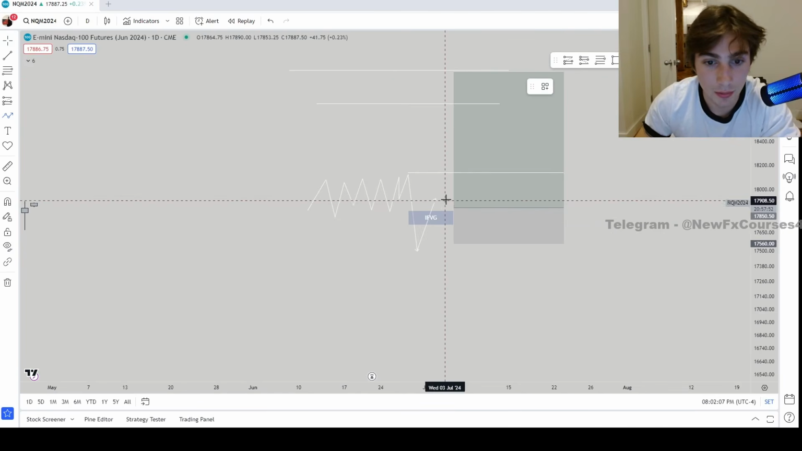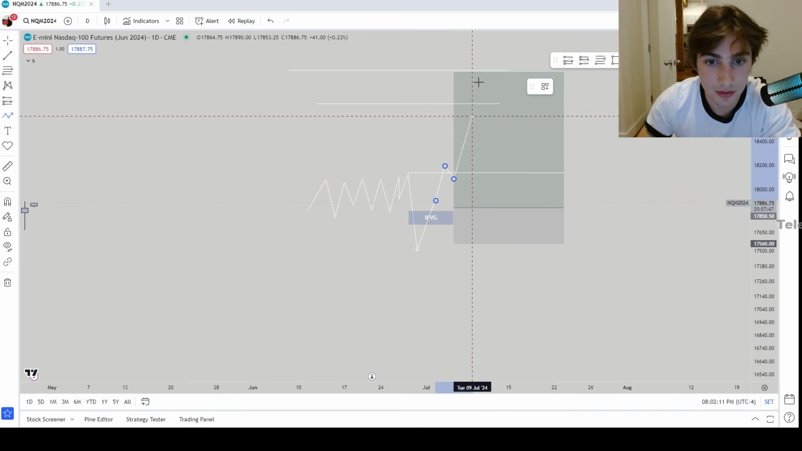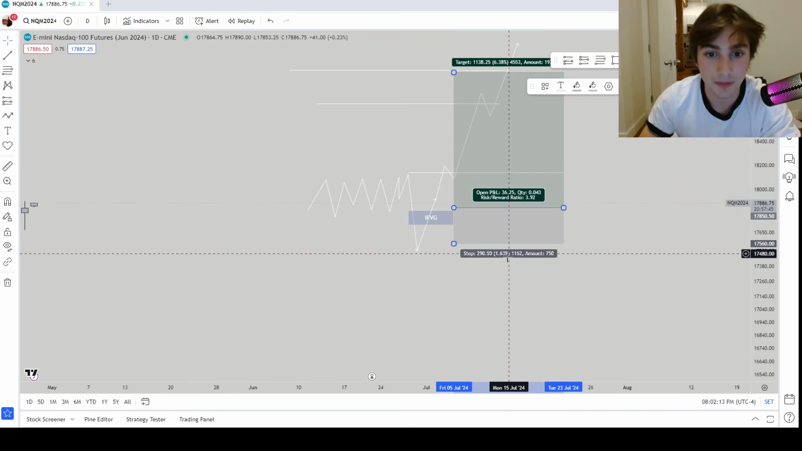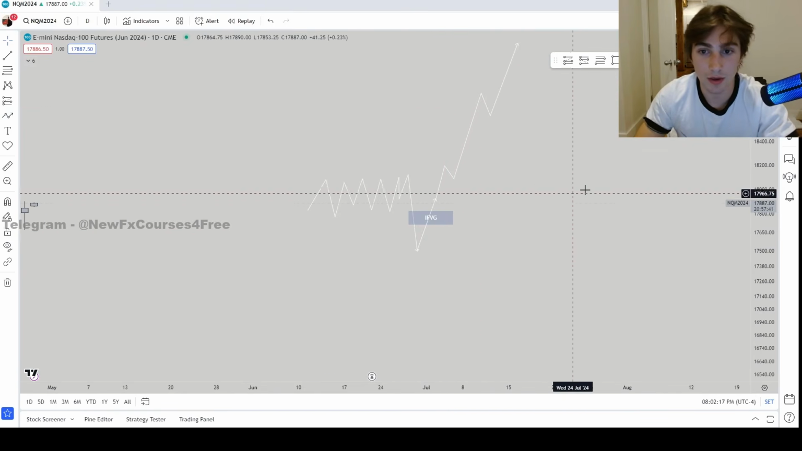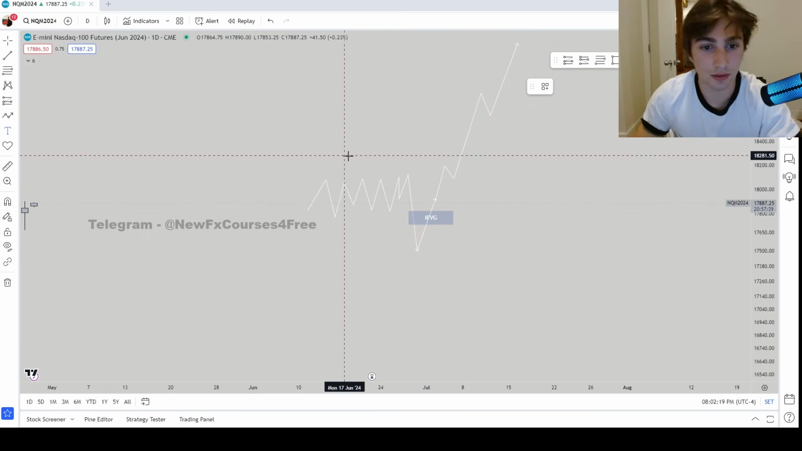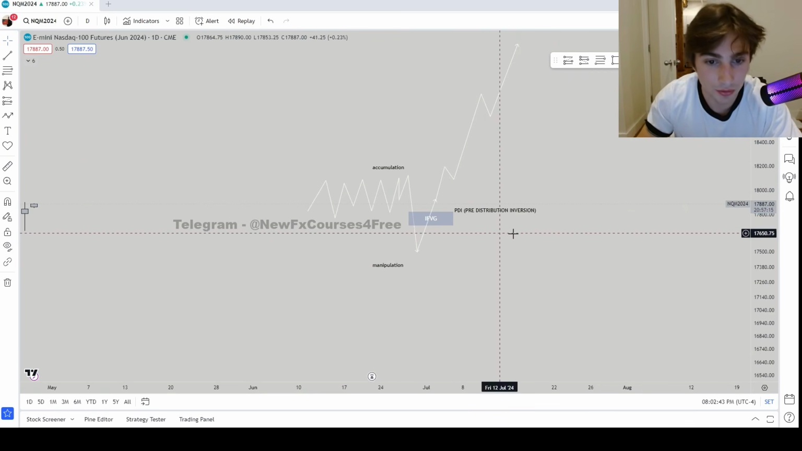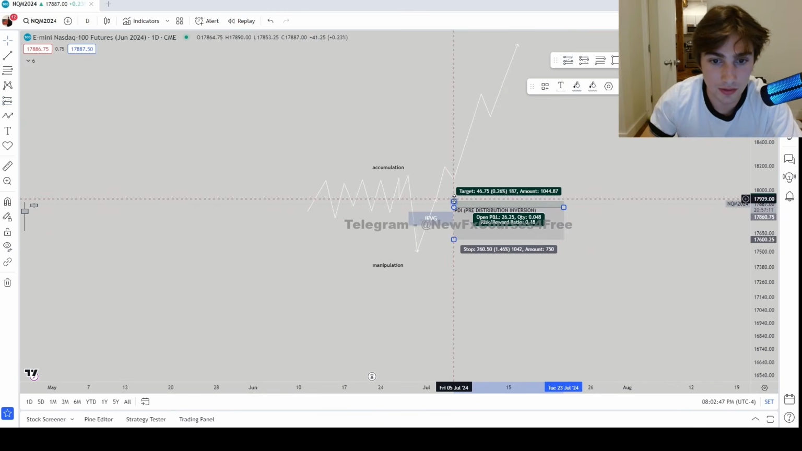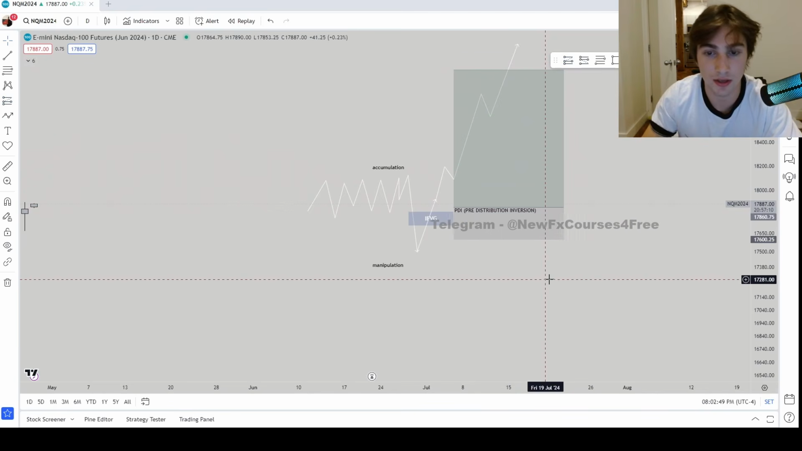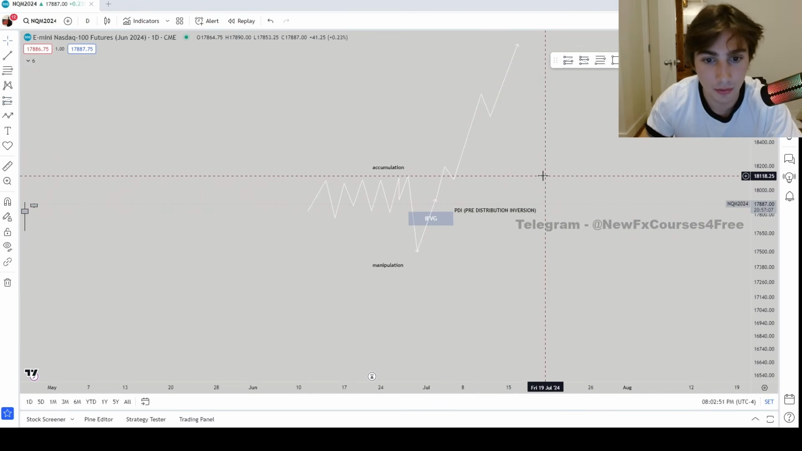But yeah, you would enter right here off this inversion, and these would be your TPs, right? So it's super simple. It's really a no-brainer strategy. This is going to be a pre-distribution inversion in a bullish sense. And this is essentially allowing you to catch this entire distribution leg before it happens.